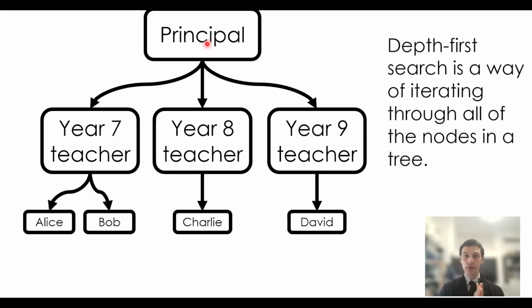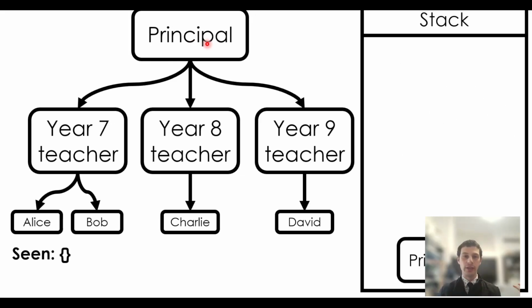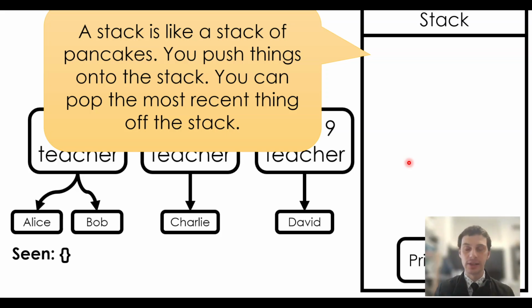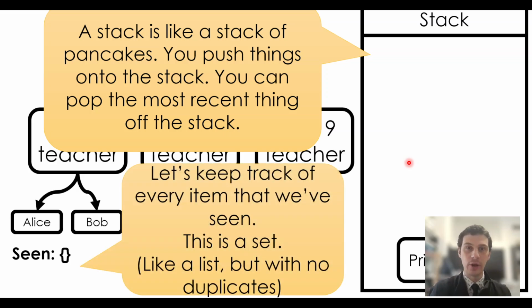Now, depth first search is a way of iterating, a way of going through all of the nodes in a tree. Let me show you how it works. We will need a stack to do this, and a stack is like a stack of pancakes. You push things onto the stack, to the top of the stack, and you can pop the most recent thing off the stack to see what it is. We'll see how that works in this video, and also in my stack video.